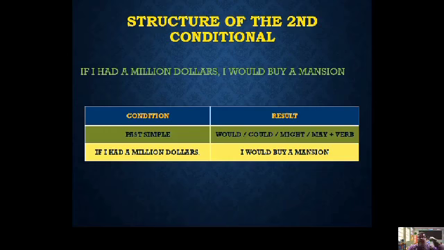That's why I'm saying pay attention and supposition. If I had $1 million, I would buy a mansion. In real life, do I have $1 million? No, I have nothing. So I cannot afford a mansion because I don't have enough money to buy a mansion.